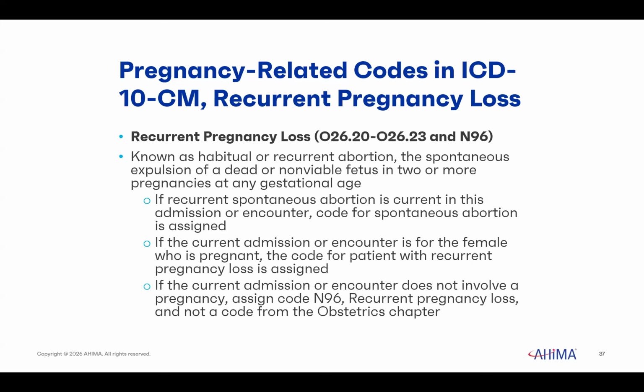And if the current admission or encounter does not involve a pregnancy, we would use the code category N96, recurrent pregnancy loss, and not something from the chapter 15 obstetrics chapter. Remember, we only apply these codes for the pregnancy.